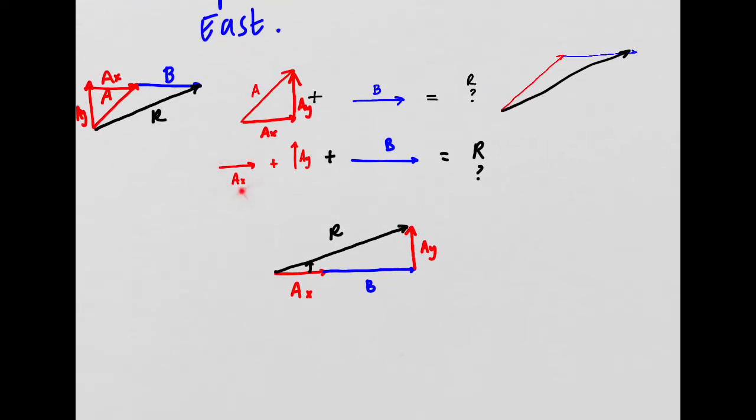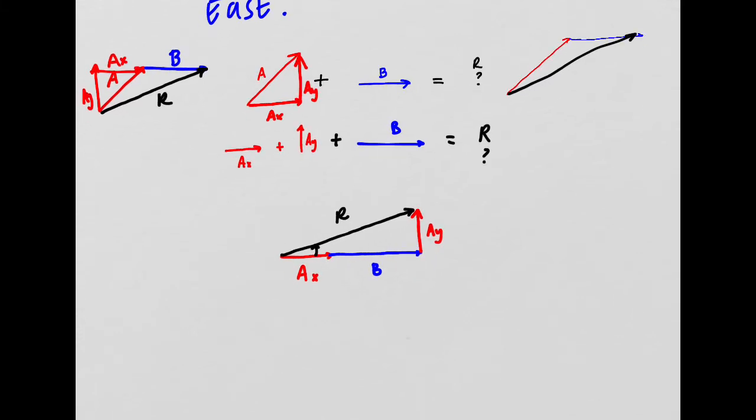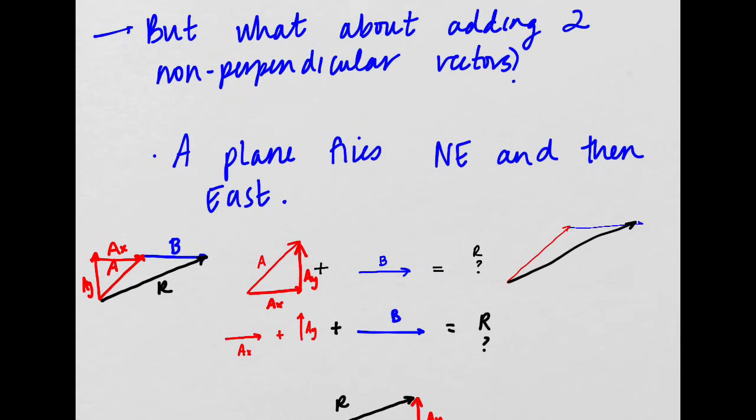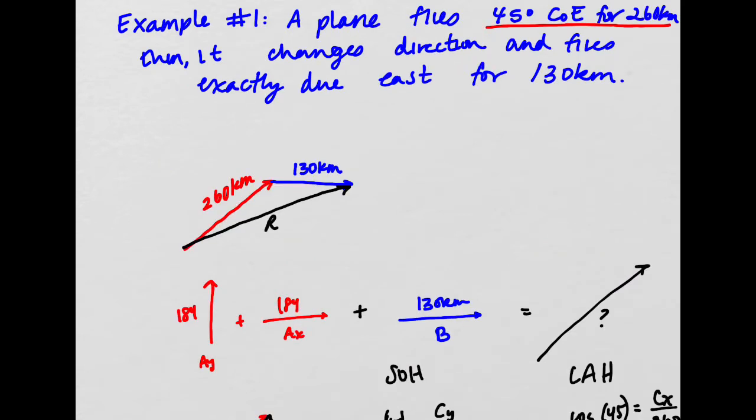So I take this AX and I add all of the horizontals together, so AX and B, and then I put the Y on there. All right. So that's a very basic way of doing that. Let's look at an actual example.